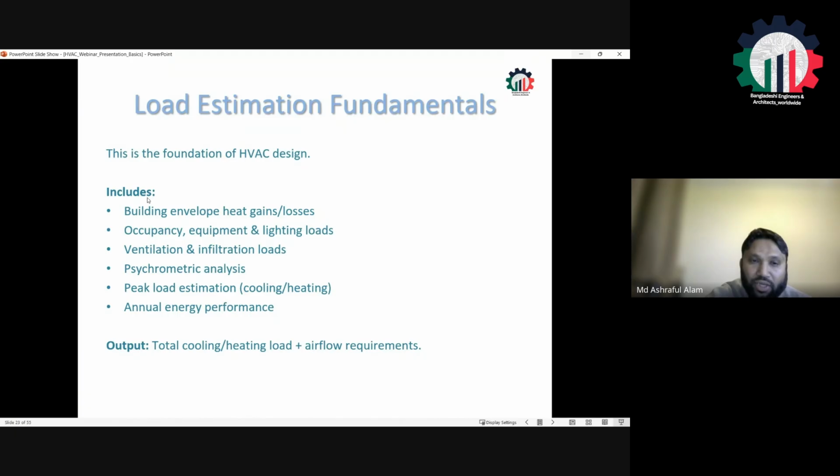the load calculation covers the building envelope heat gains, occupancy, equipment and lighting loads, ventilation and infiltration loads, and we need to do the psychrometric analysis, determine the peak load for cooling and heating, and consider the annual energy performance also. After analyzing this whole thing, we will get the output as the total cooling and heating load and airflow requirements.